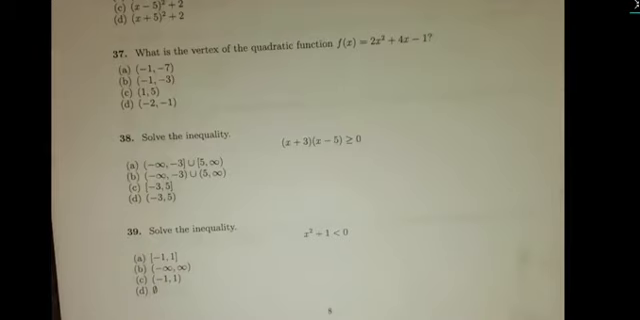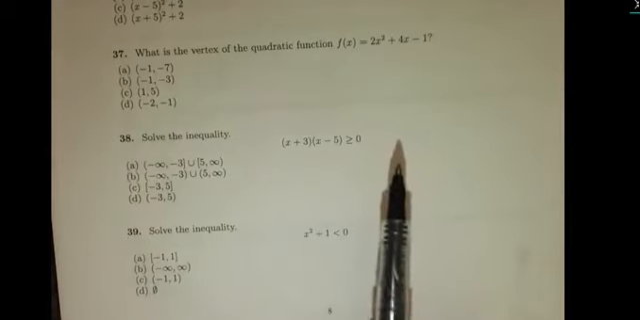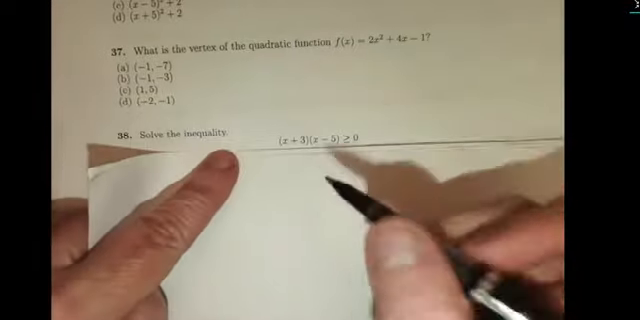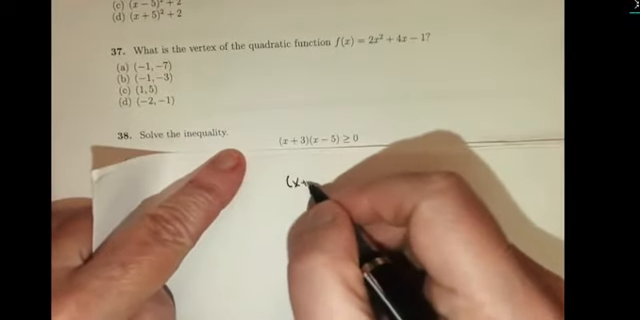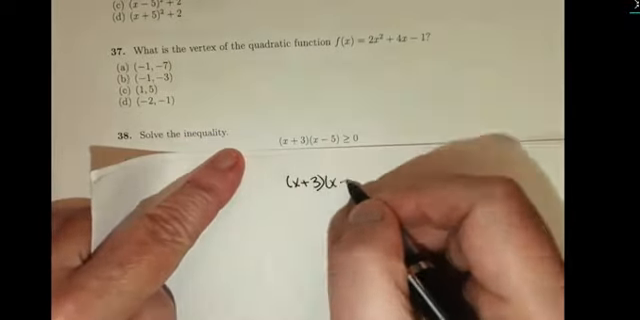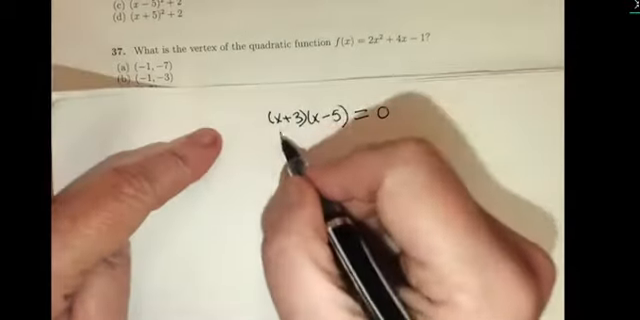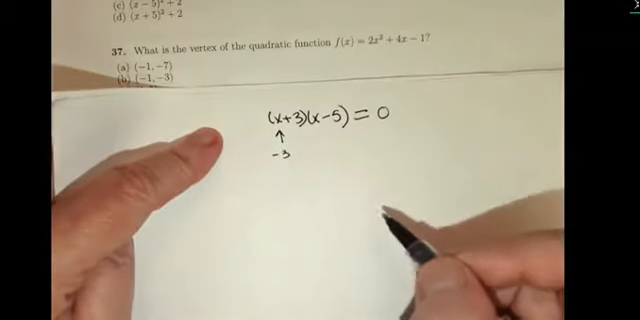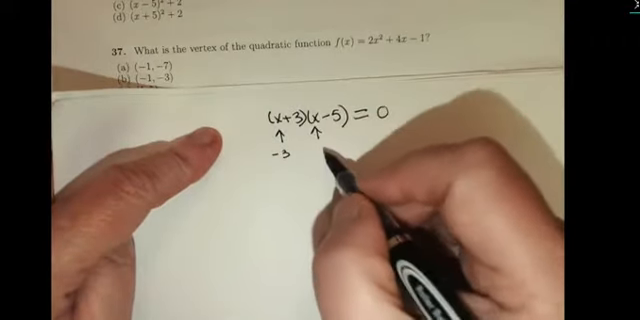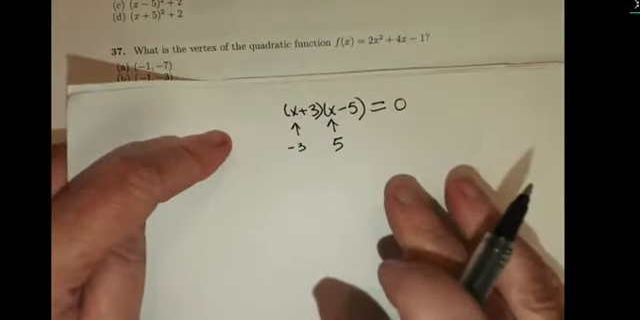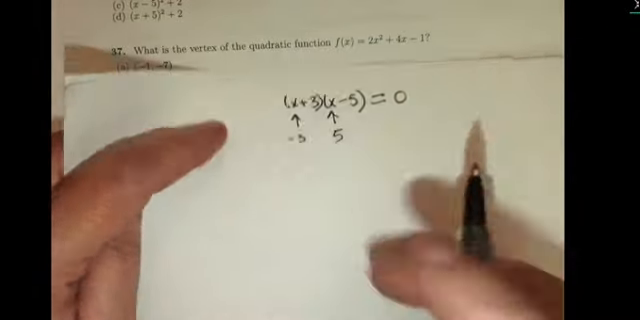Okay, number 38. Let's solve this inequality. Well, we can certainly see what the zeros are. So when it's written like that, where is this equal to 0? Well, it's equal to 0 at negative 3, and it's also equal to 0 at positive 5. So there will be x-intercepts at negative 3 and positive 5.